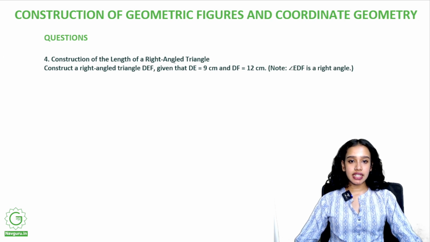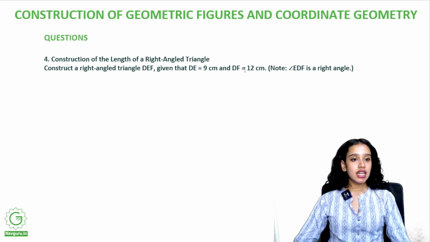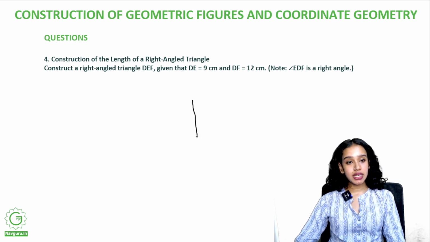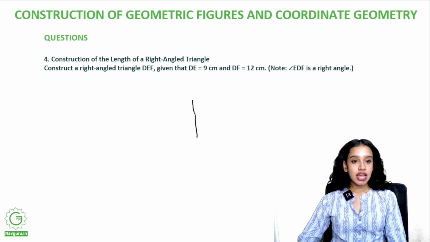Now, construction of a right angle triangle. Construct a right angle triangle DEF given that DE is equal to 9 centimeter and DF is equal to 12 centimeter, right? Now, EDF is a right angle triangle. So this would be EDF, and we know that angle D is the right angle. So, this is the right angle, right?